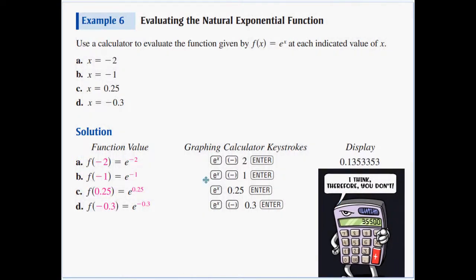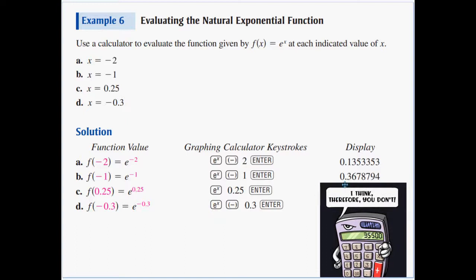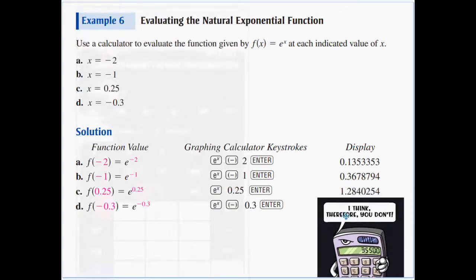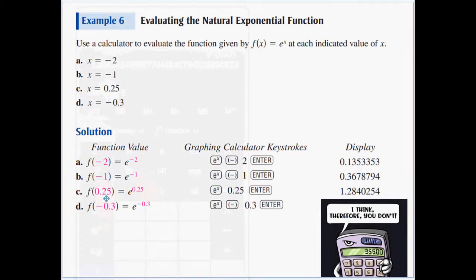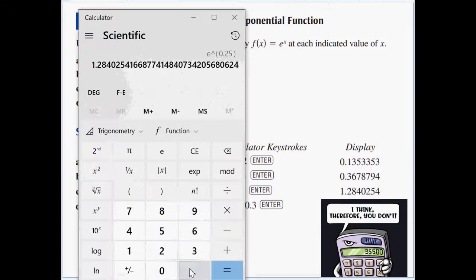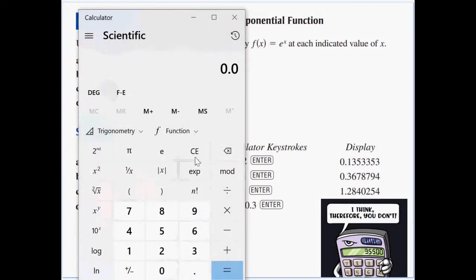And there it is. e to the negative 1. I'm not going to type that in. You know, the steps would be the same. That should be 0.3678794. Here's one. It's a decimal, e to the 0.25 power. So I'm going to do 0.25, second function, e to the x, 1.2840. And then here we would do a negative on that, so negative 0.3, e to the x. 0.7408, and there it is.